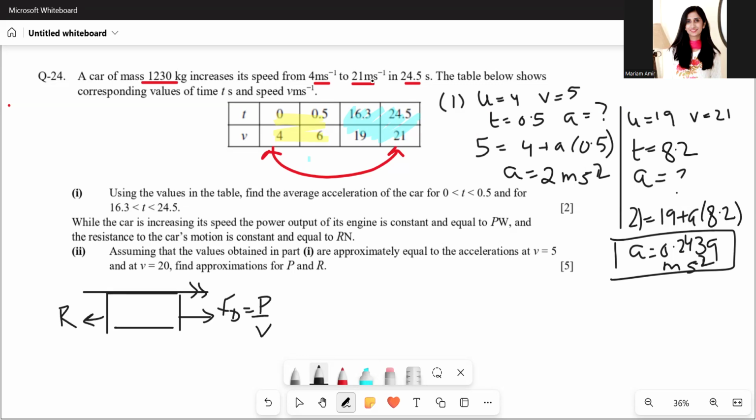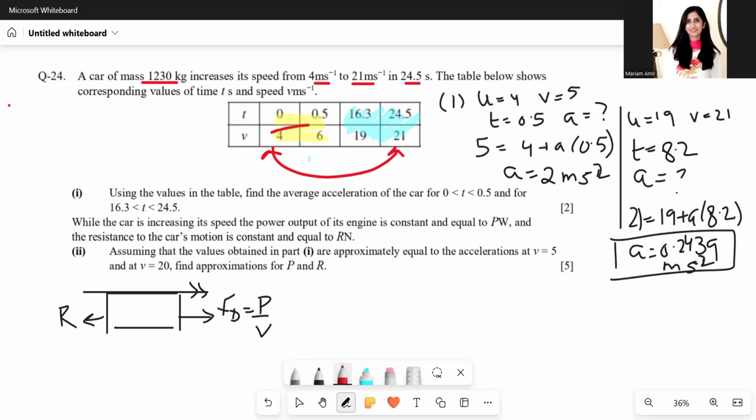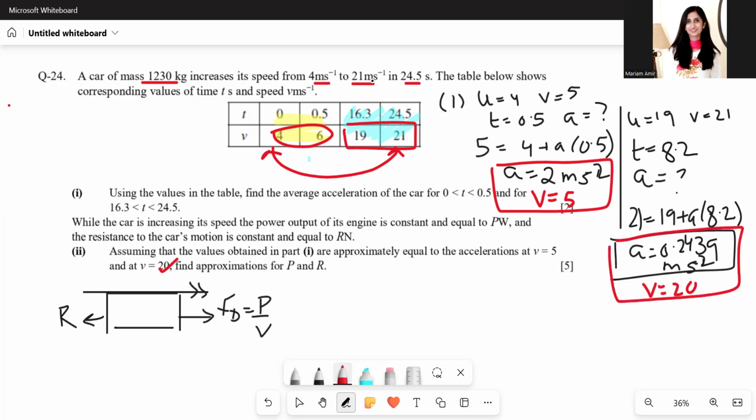Okay. Assuming that the values obtained in part 1 are approximately equal to the acceleration at v is equals to 5. So they've averaged this out and they're saying take v is equals to 5 and consider this to be its acceleration. And they've averaged these two, take v is equals to 20 and assume that this is its acceleration. Now we have to use these and find the value of P and R approximately.